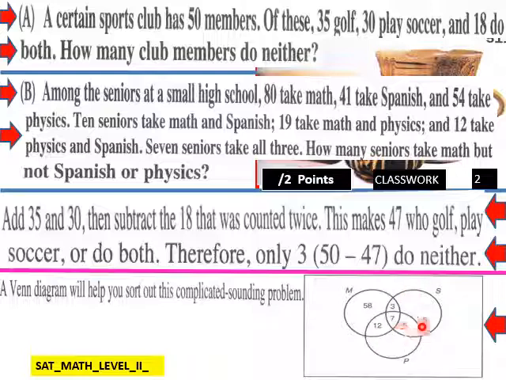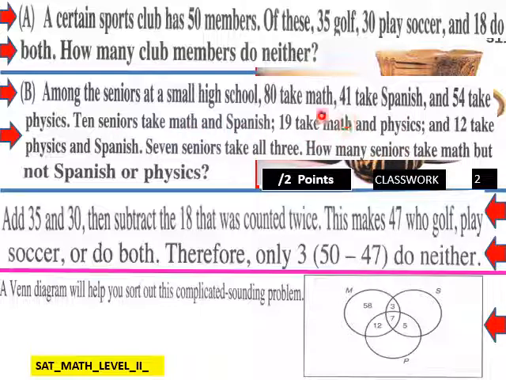So here's our Venn diagram. 7 seniors take all 3, so we put 7 in the center. We have 80 who take math and 41 who take Spanish. Here's Spanish, here's math. 3 and 7 is 10, and 22 and 58 would be our 80 there. 54 take physics, and here's our physics. 12, 7, and 5 take both here. Let's see, 54 take physics.